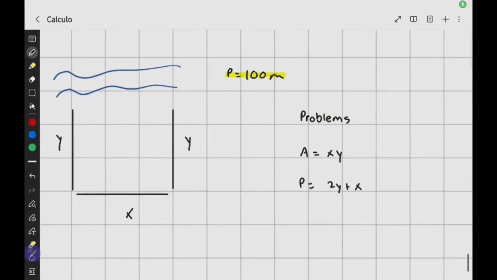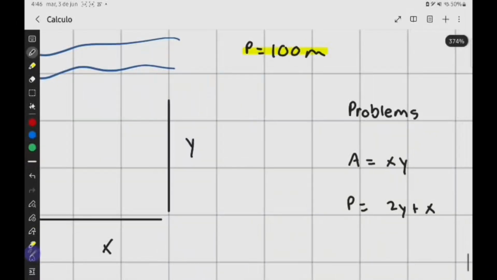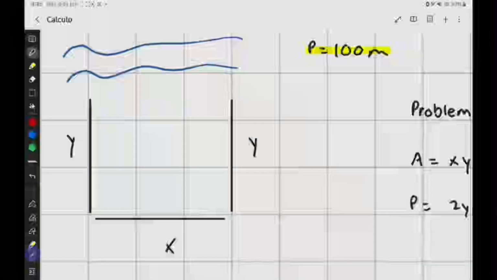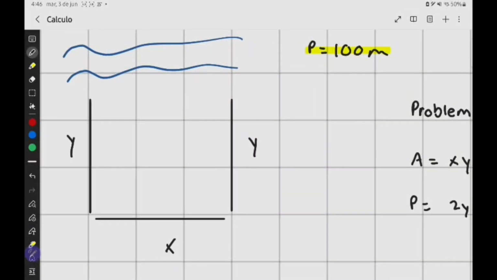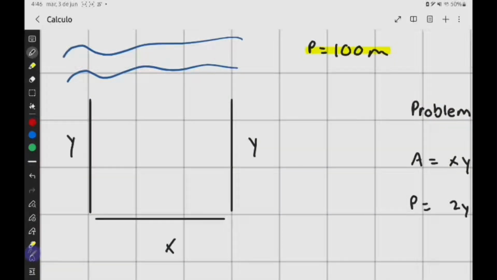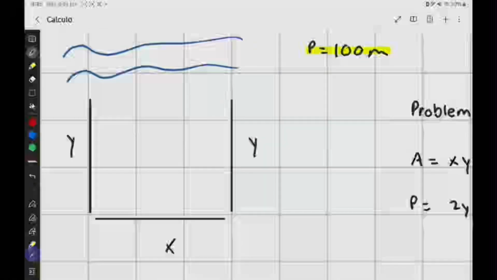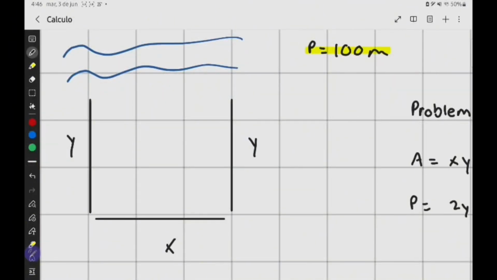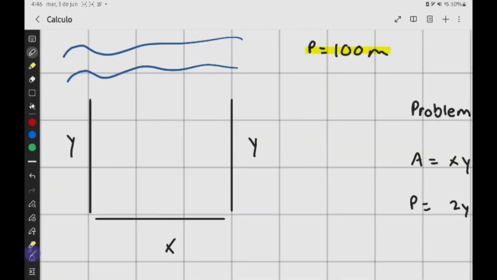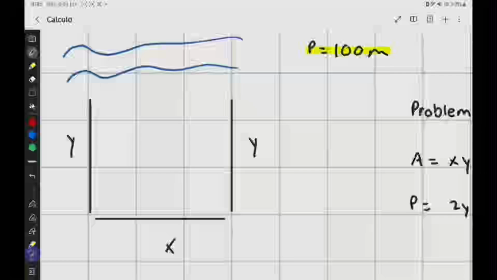Let's explain the PIA. So here's a little drawing or repetition. We want to make a yard, like a garden, and we want to make it in between a river. We want to have the maximum area of it with a material of 100 meters.